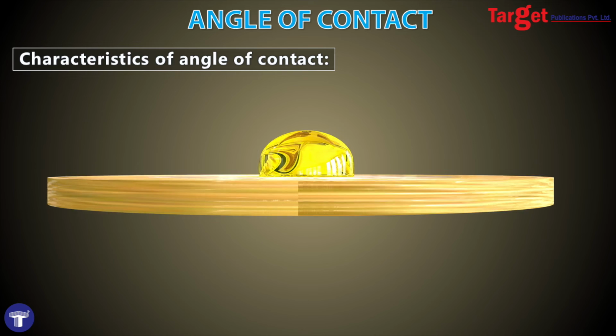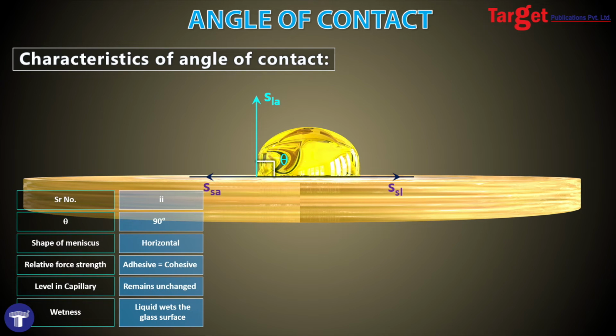However, in case of a liquid that has an angle of contact equal to 90 degrees, the shape of the meniscus remains horizontal. In such a case, the adhesive and cohesive forces are equal in strength, and the level in a capillary tube of such a liquid does not change. Such a liquid, however, is also said to wet the glass surface.